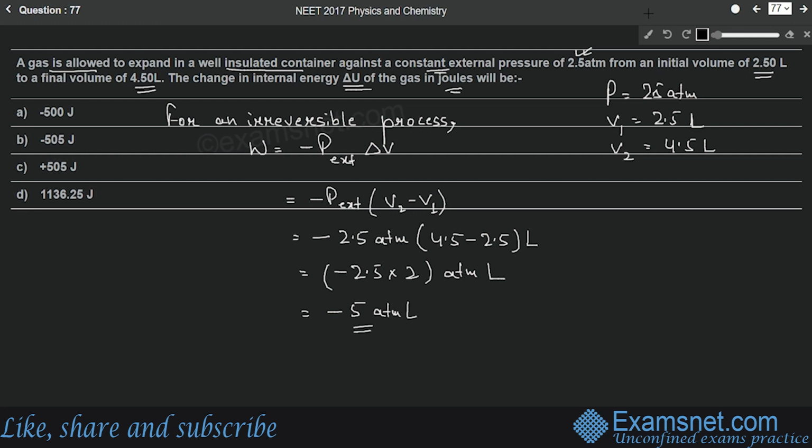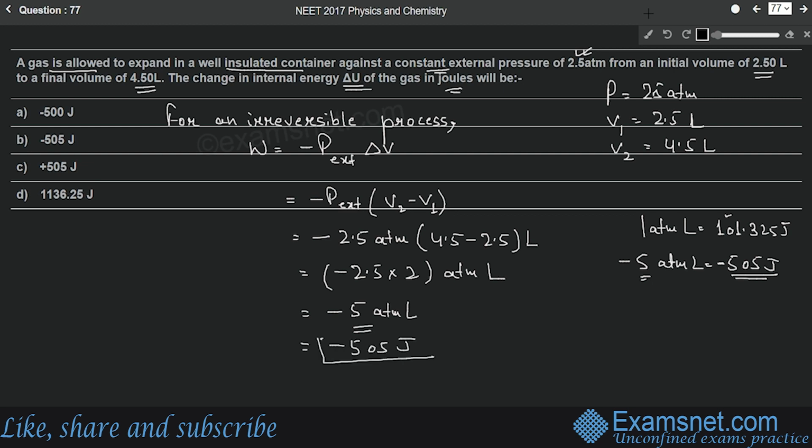Now we have to convert it into joule. So we know that 1 atmosphere liter is equal to 101.325 joule. Okay, so you should remember this. So minus 5 atmosphere liter will be equal to minus 5 multiplied by 101.325. So that will be approximately equal to minus 505 joule.